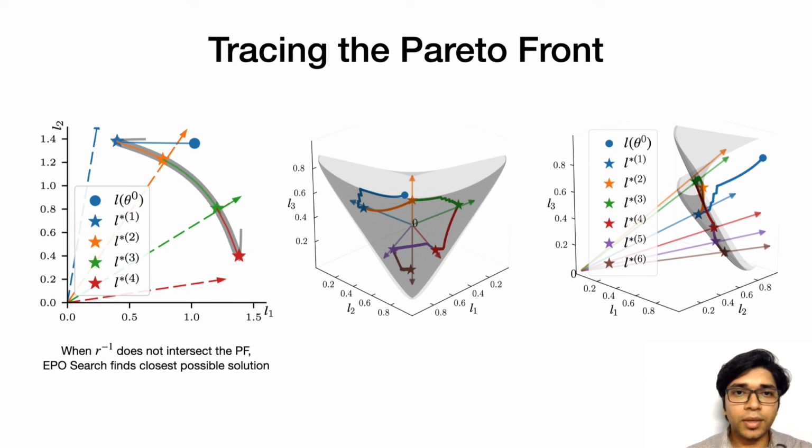Here is another example of tracing the Pareto front in the case of 3 objectives. Both the middle and right figures are showing the same trajectories from different viewpoints. Here we start at a randomly initialized blue point and iteratively trace the Pareto front.